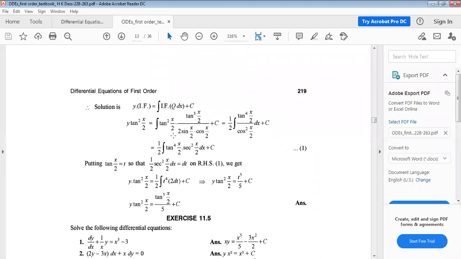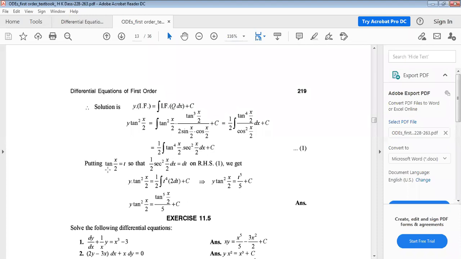Sin will be cancelled, so cos will be 2 times. This is why cos square x by 2, and another 10, and this 10 cube will be 10 to the power 4x by 2. So this can be written as 10 to the power 4x by 2 into sec square x by 2.